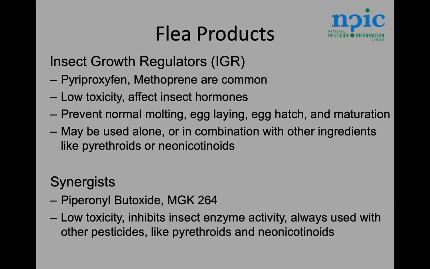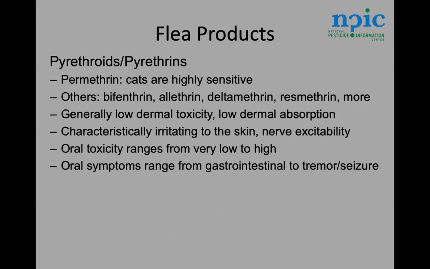The difference between these two is that insect growth regulators are hormones that are targeting the insect hormone. They're hormone mimics. And synergists are essentially keeping the insect's enzyme activity low so that they can't break down a pesticide. So these are two ingredients that are often added to flea and tick products, whether they be spot-ons or space sprays. Now, pyrethrins and pyrethroids, these are common active ingredients in flea products.